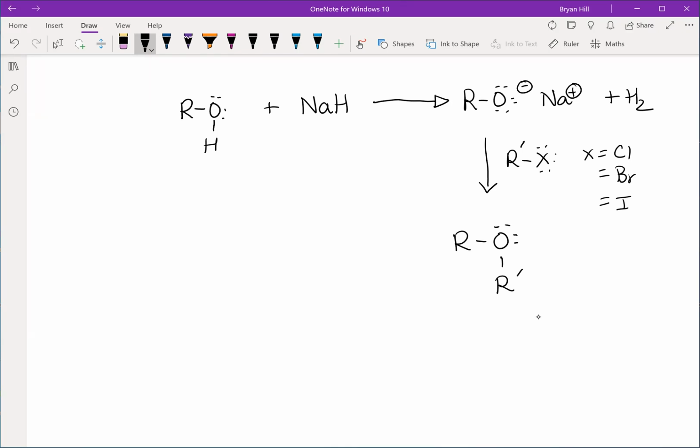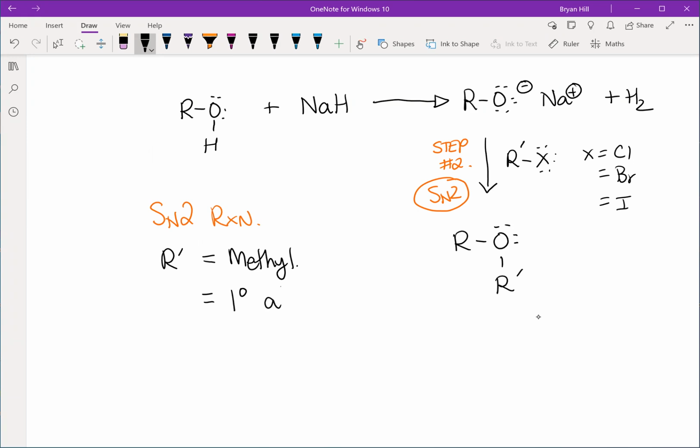Now there's some strict conditions that are placed upon this sort of reaction. And that is that during the second step, after we've deprotonated, the key point here is that this reaction is SN2. So we've got strict limitations on what our R primes can be. Because it's an SN2 reaction, R prime really should be methyl or a primary alkyl halide.